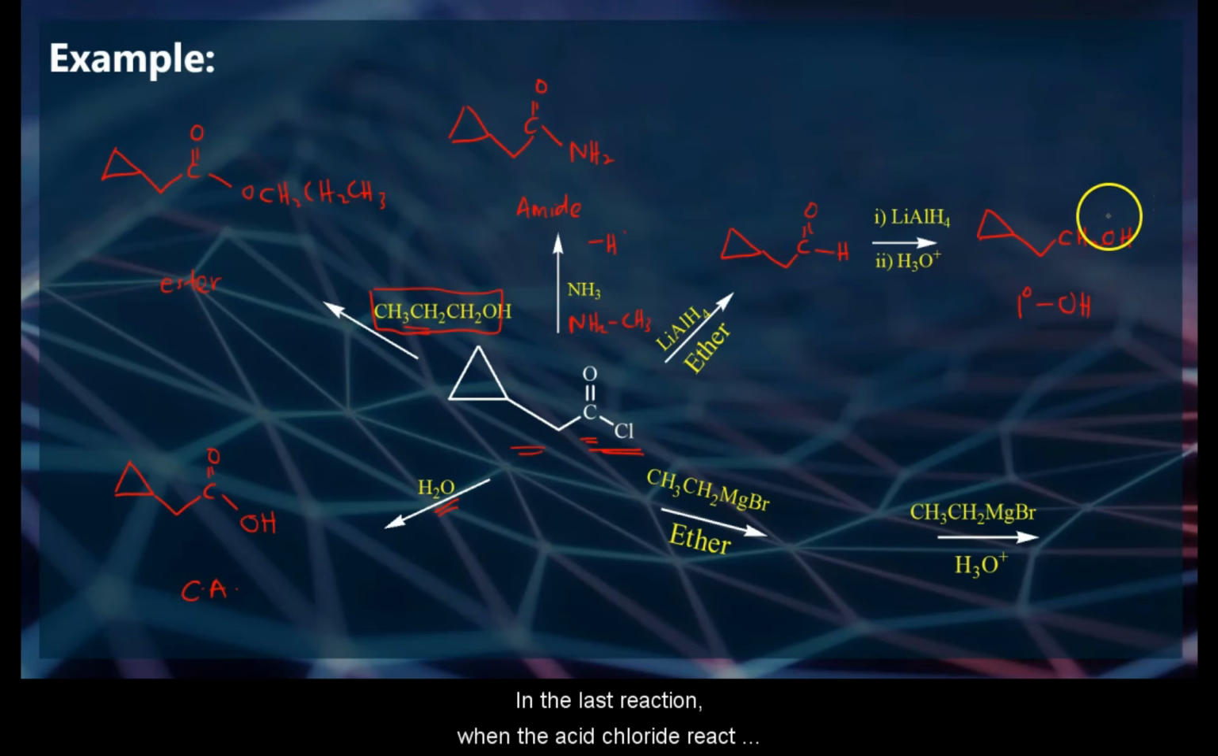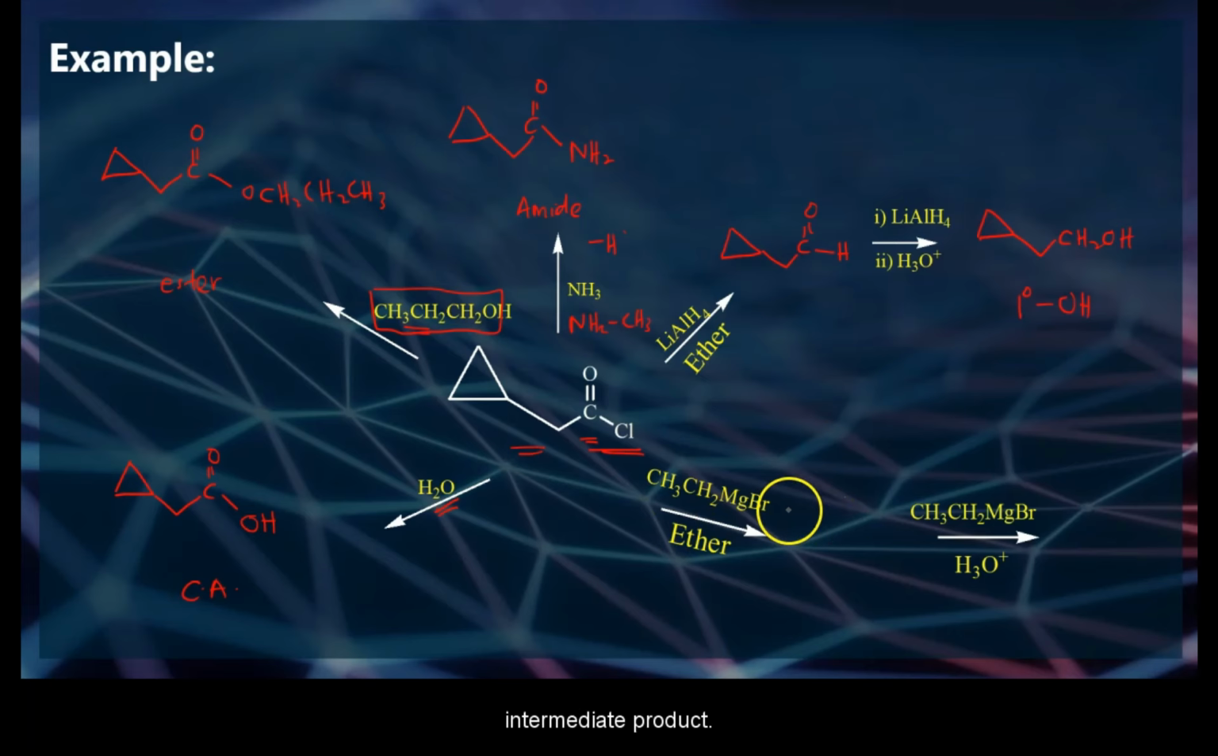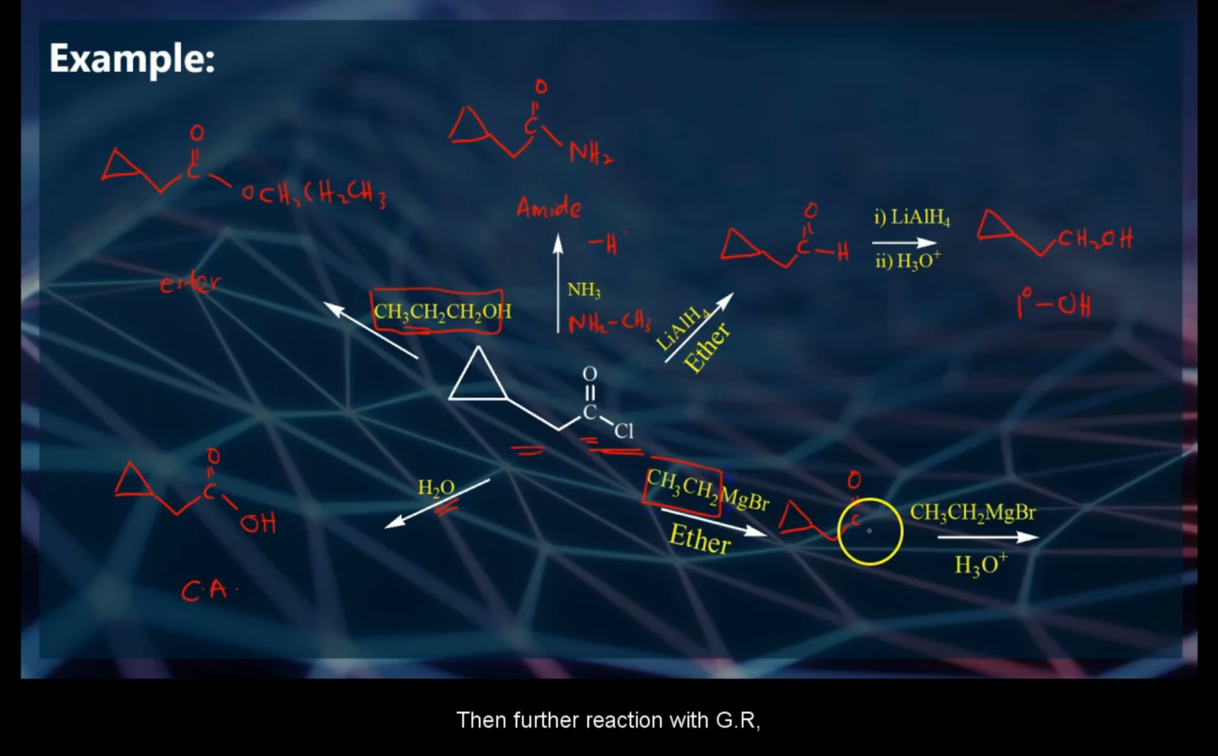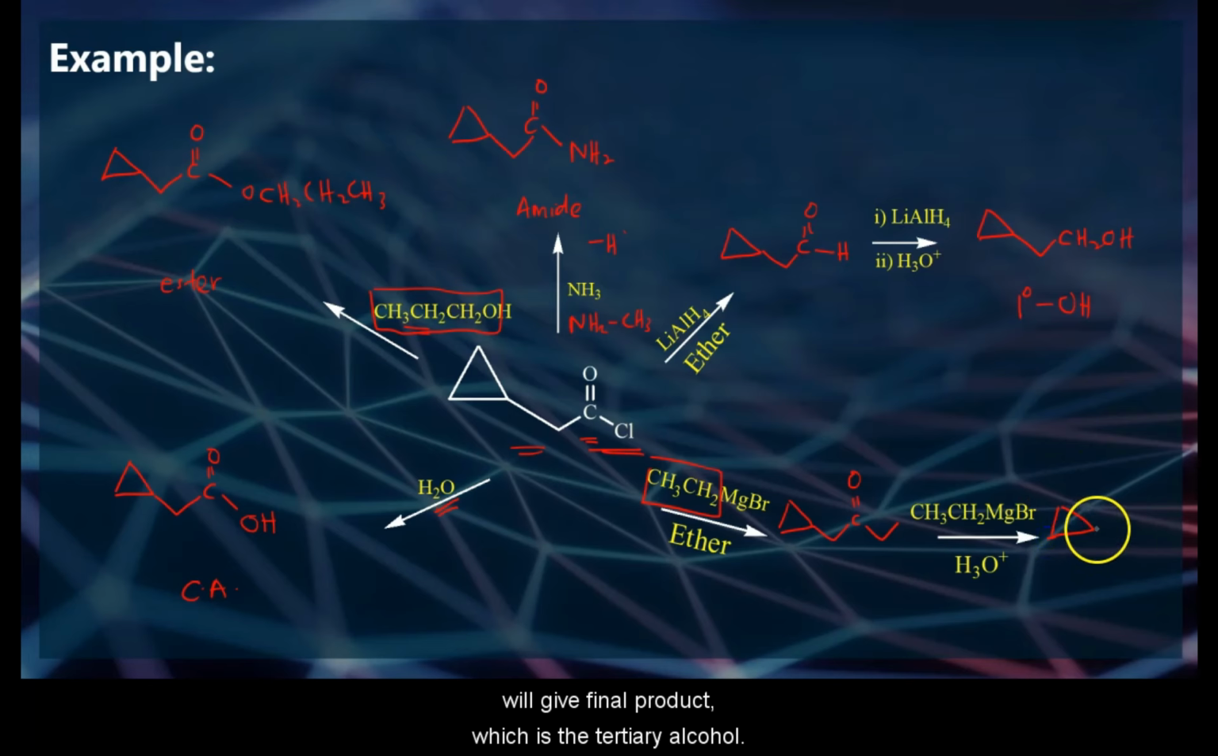In the last reaction, when the acid chloride reacts with Grignard reagent, first it will form ketone as an intermediate product. Chlorine leaves as the alkyl group from Grignard reagent attaches to the C double bond O. Then, further reaction with Grignard reagent will give the final product, which is the tertiary alcohol.